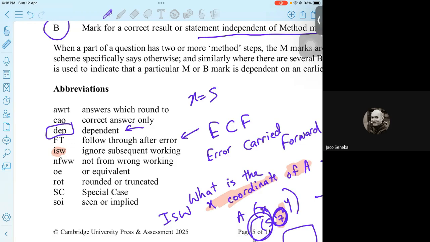So dependent basically refers to that you can only use this value as long as you had provided this somewhere else. That is what dependent means. Does that make sense?